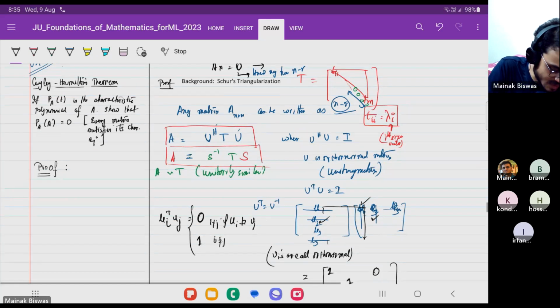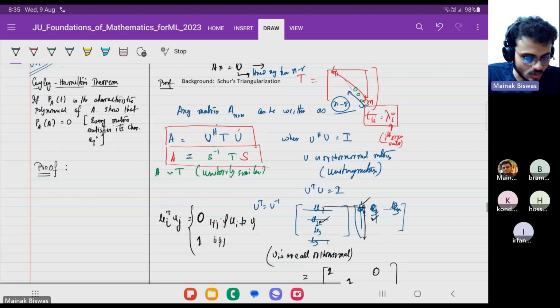Please recall that we discussed that any matrix can be written as a unitary matrix times a triangular matrix and another unitary matrix, which is also known as the Schur's triangularization. This is known as the Schur's triangularization.